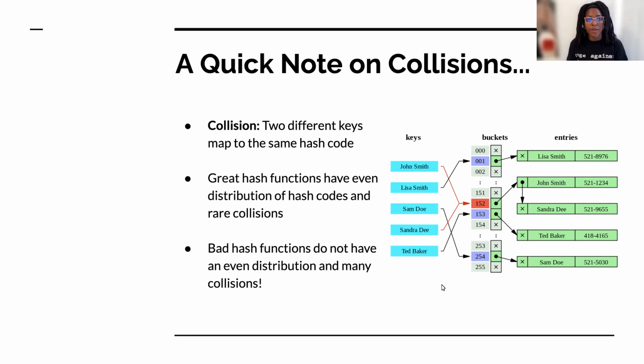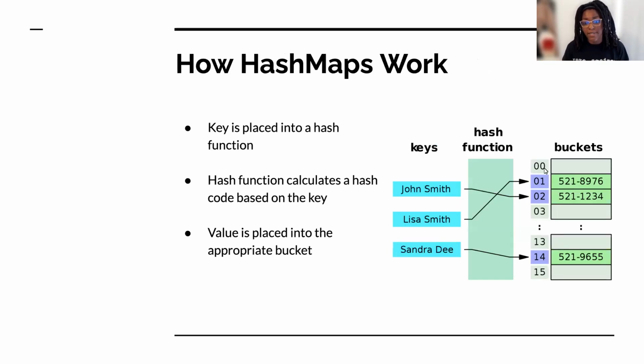There are different ways that hash maps address this, but the most common way is that they use a linked list. So say you have John Smith, and it goes to bucket number 152, and you have Sandra D, which also goes to bucket number 152. In this case, there's going to be a linked list, and you're going to go through all of those values to find the key value pair that you're looking for.